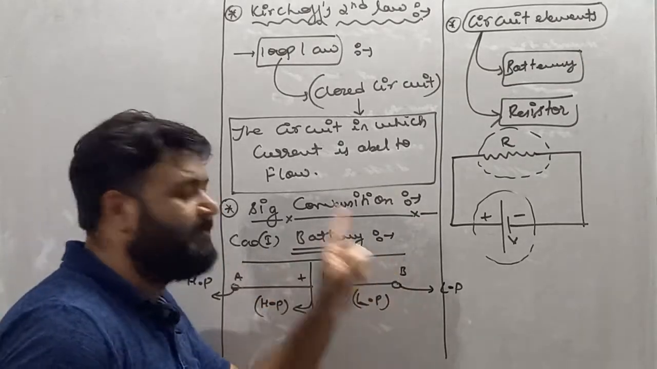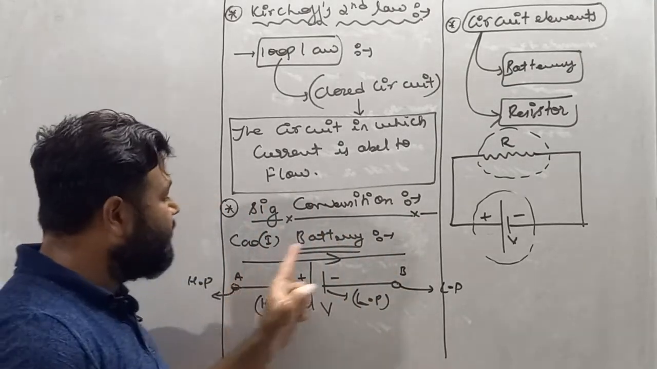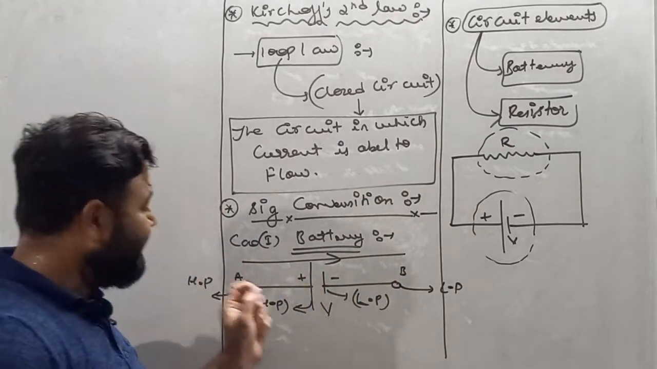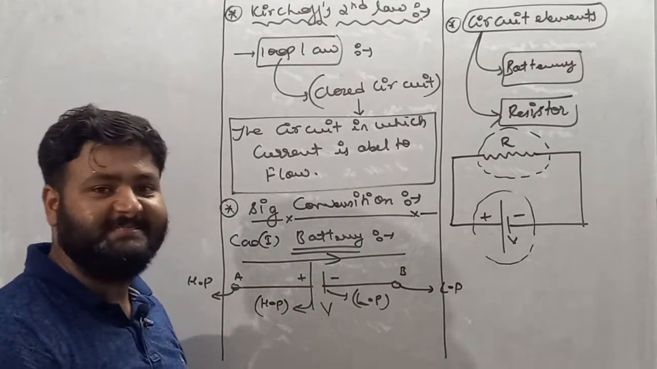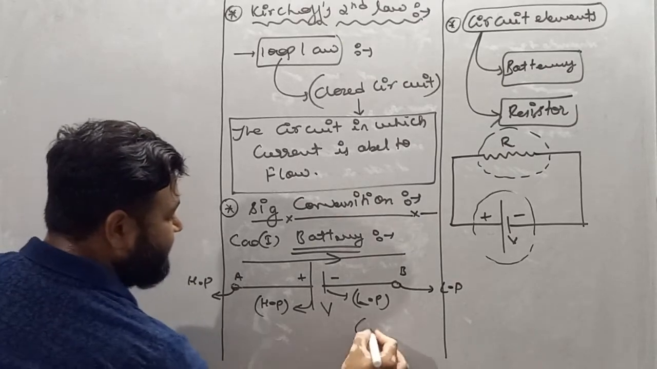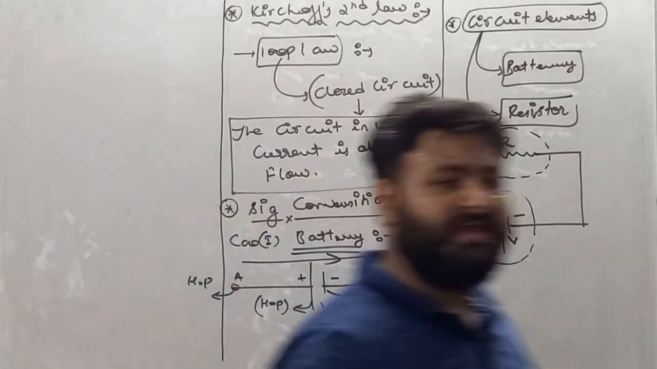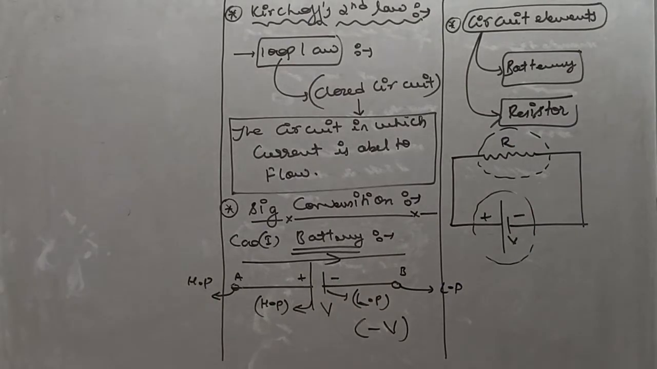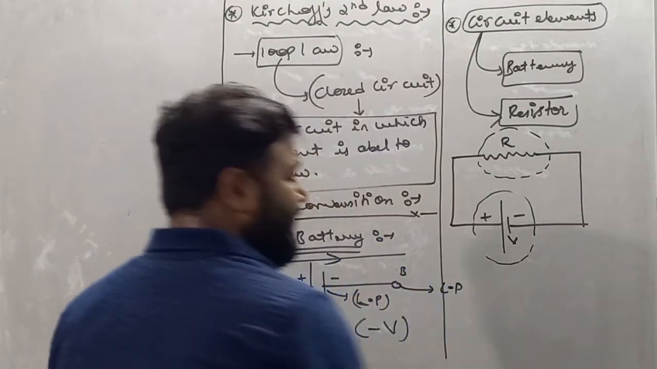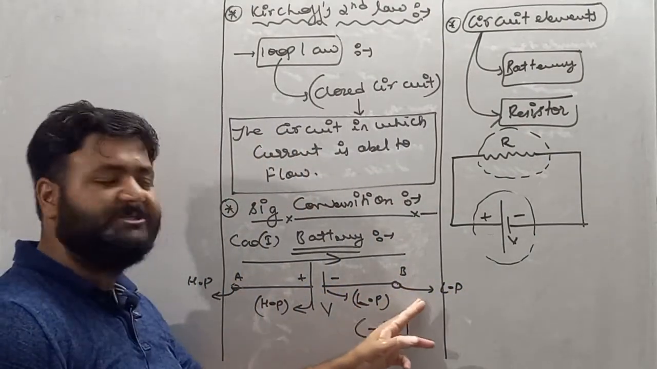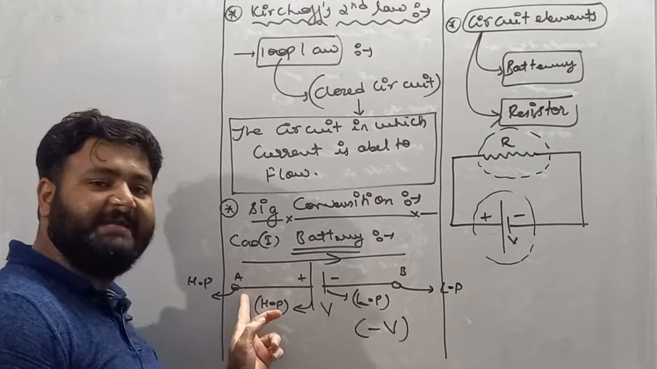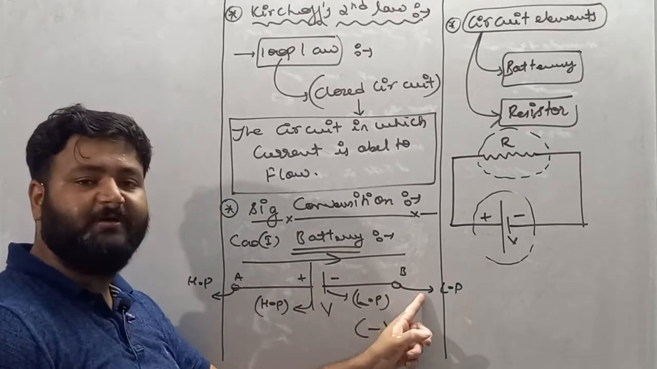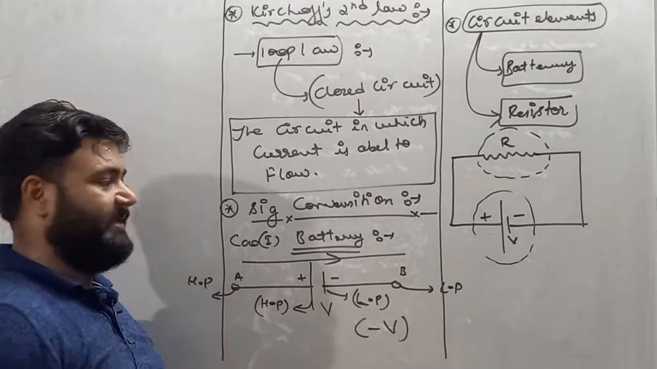I am going from higher potential to lower potential. So if I am going from higher potential to lower potential, it means my potential is decreasing. In that case, I'll write minus V. Remember, if a battery comes in front of us and we are applying Kirchhoff's second law, and we are moving from the positive terminal to the negative terminal of the battery, then we are moving from higher potential to lower potential. That means I am standing at higher potential but going towards lower potential. So I'll write minus V.